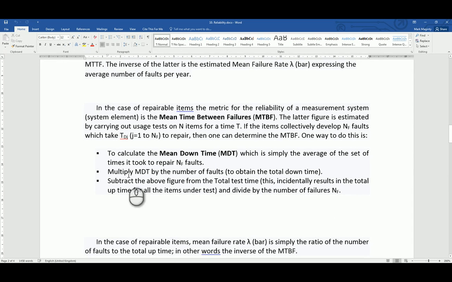Multiply the mean downtime by the number of faults to obtain the total downtime, which you've sort of already figured out by doing the top section anyway, and then subtract the above figure from the total test time. This incidentally results in the total uptime for all the items under test, and then is divided by nf, the number of faults, or failures rather.